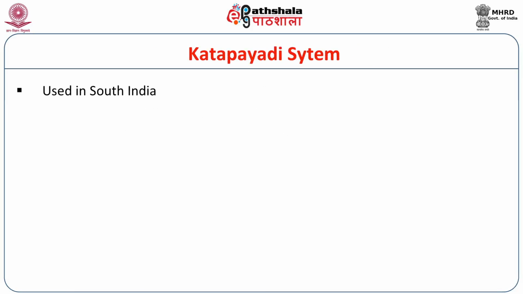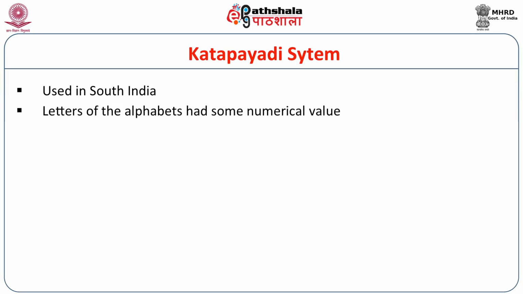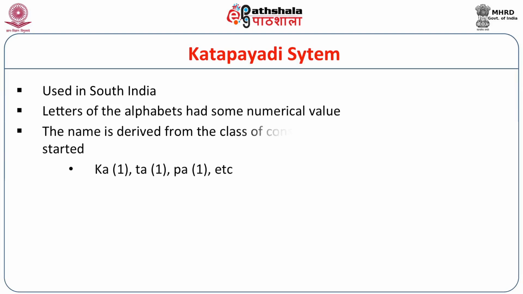Now, in South India, a distinct system was used, and this was known as the Katapayadi system. The name is derived from the letters from different vargas of the consonants. The letters of the alphabet had some numerical value. The name is derived from the class of consonants from which the number started.